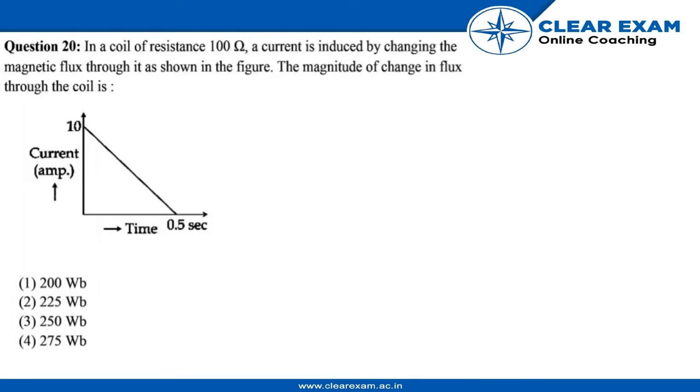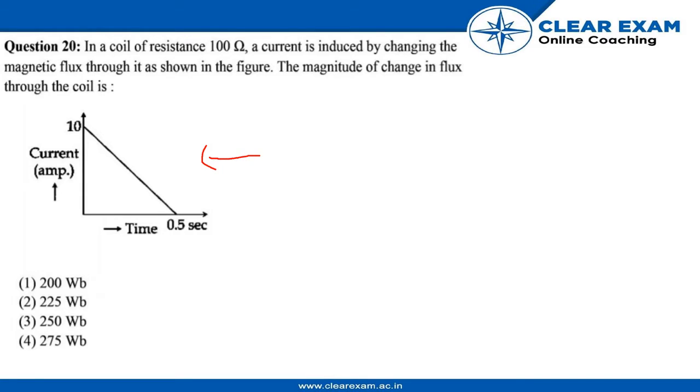Hello guys, now let us discuss question 20. The question is, in a coil of resistance 100 ohms, a current is induced by changing the magnetic flux through it as shown in the given figure.